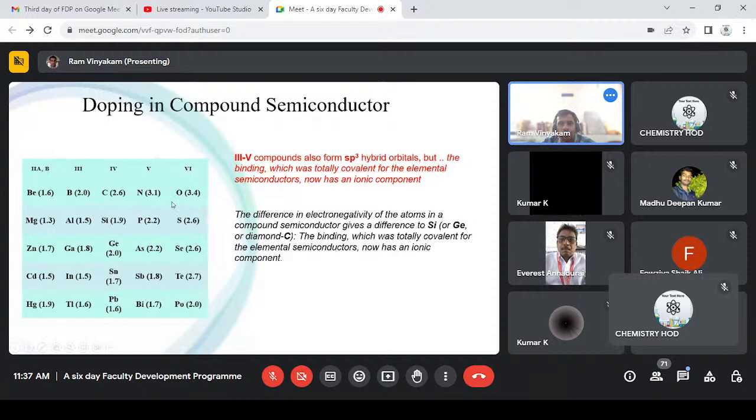As chemists, you all know that this arises due to the difference in electronegativity between the elements in the 3-5 compounds. The table I have been showing here has the compound semiconductors in various groups. For example, if we take gallium and arsenic, the difference in electronegativity is around 0.4. So this leads to the electron being pulled towards the arsenic, so there will be a little ionic character in the case of gallium arsenide.